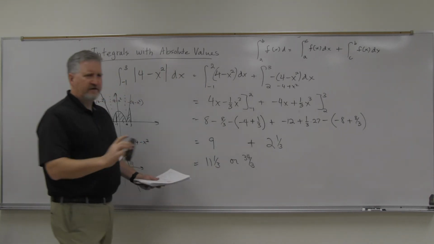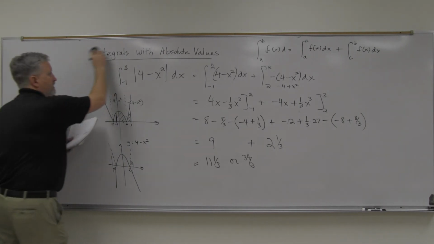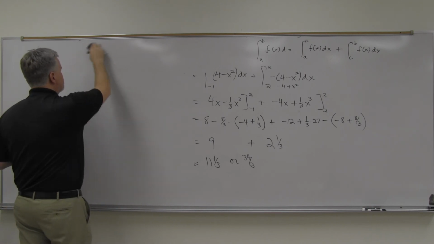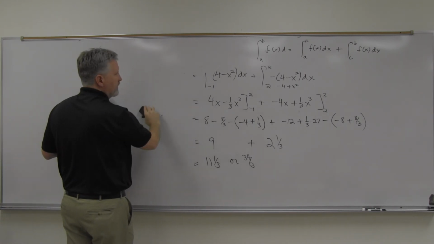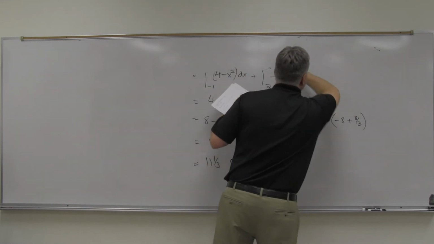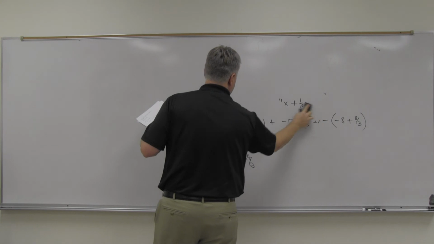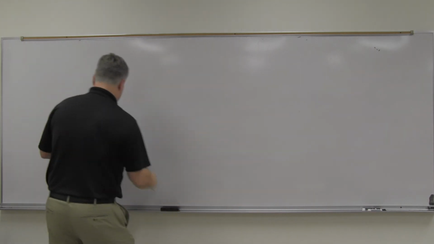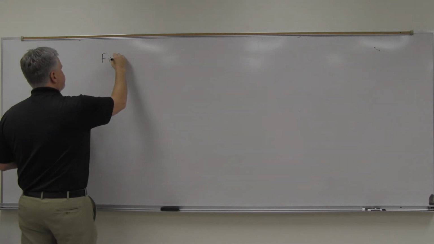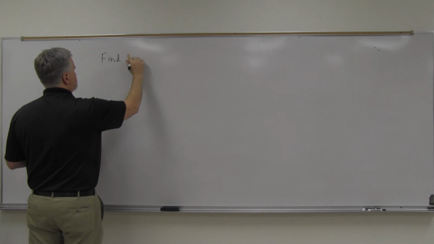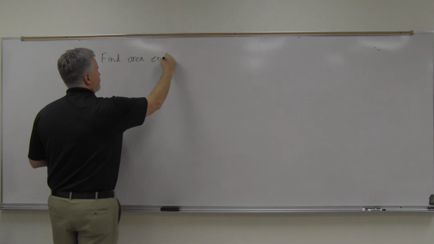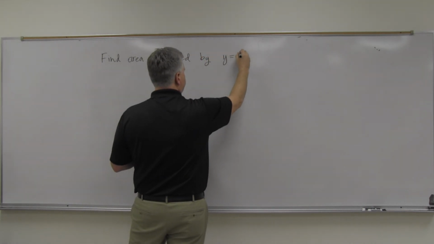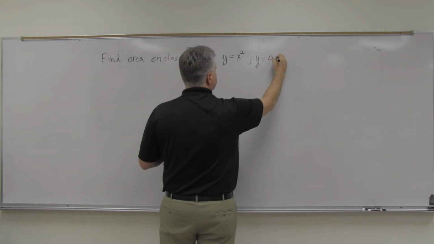All right, let me finish off this section. This one doesn't have an absolute value. A couple of points I wanted to make on this. Find the area enclosed by y equals x squared, y equals 0, and x equals 1.